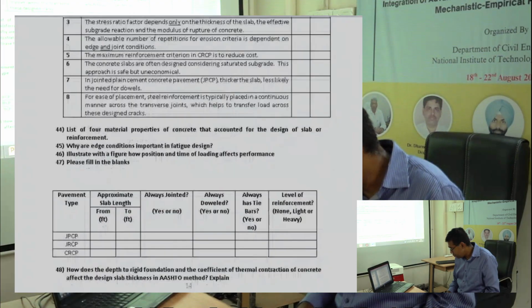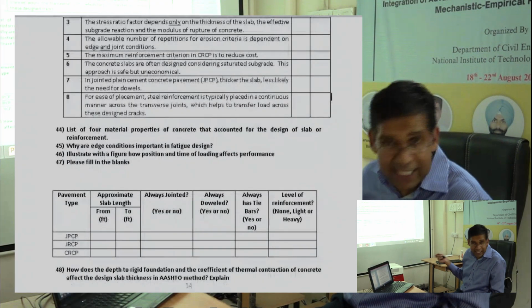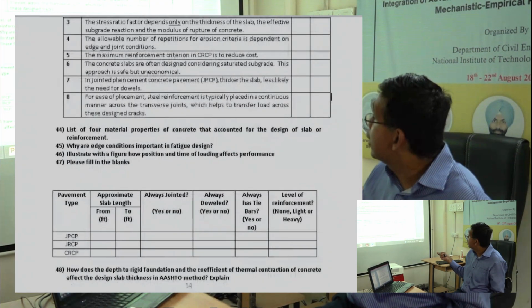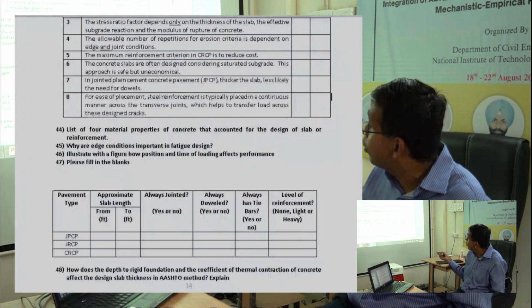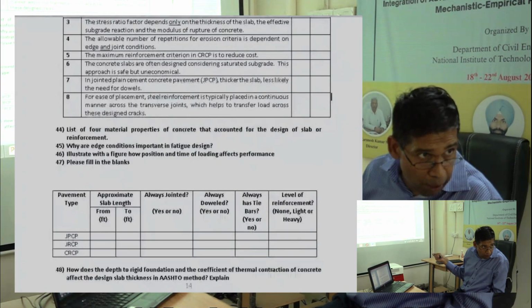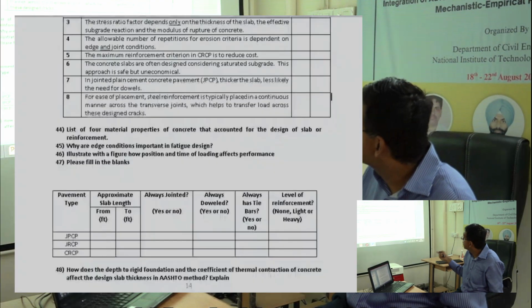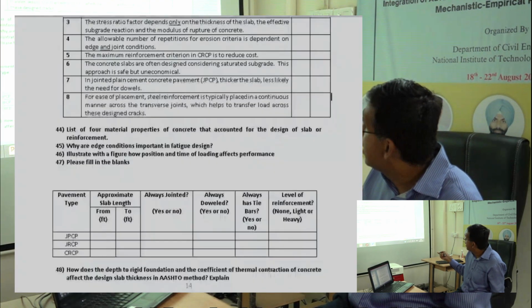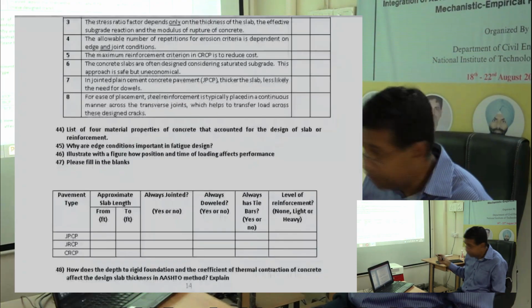So you can do that. We already covered that. It's in the slides as well. Yes or no? So these are not jointed CRCP. JRCP is always dominant. JPCP may or may not have dowels, right? And yes or no level. Level of reinforcement: none, light and heavy, right? Does that make sense? And we can go to the next one.